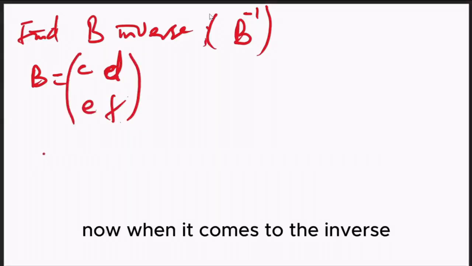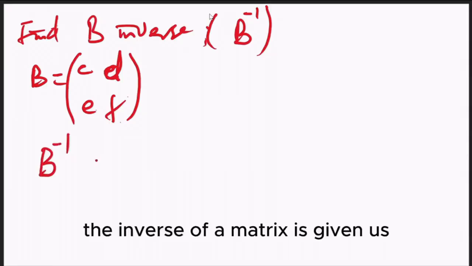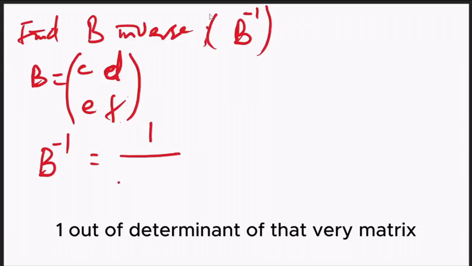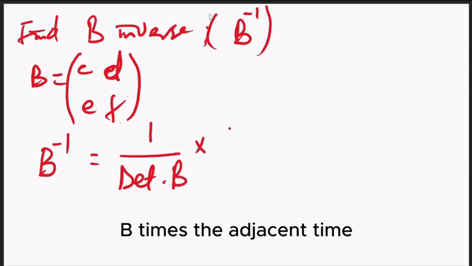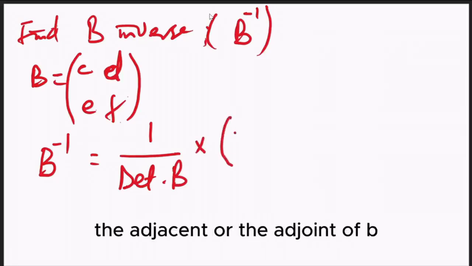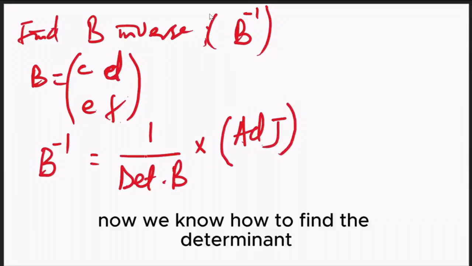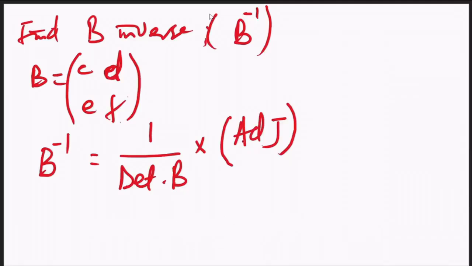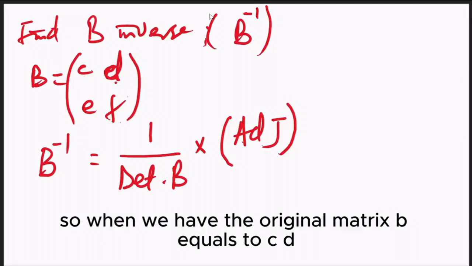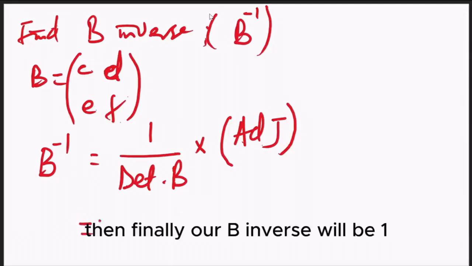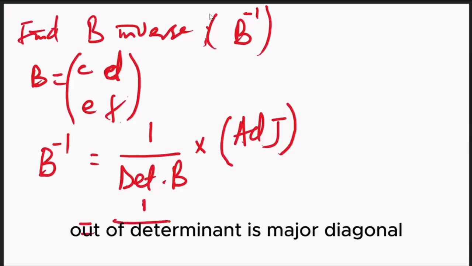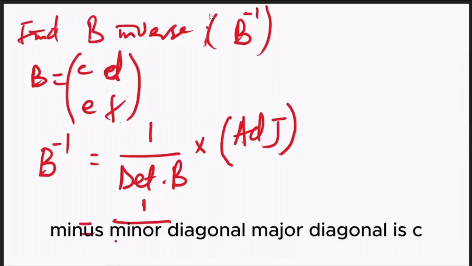Now, when it comes to the inverse, we use the formula. The inverse of a matrix is given as 1 out of the determinant of that very matrix B times the adjoint of B. Now, we know how to find the determinant, we know how to find the adjoint. So when we have the original matrix B equals C, D, E, F, then finally our B inverse will be 1 out of the determinant, which is major diagonal minus minor diagonal.